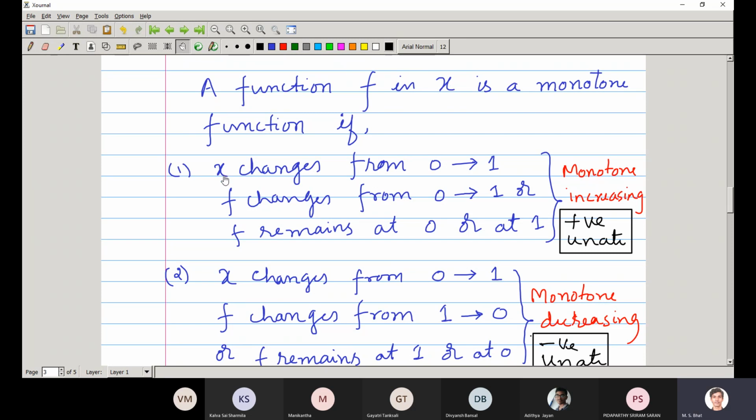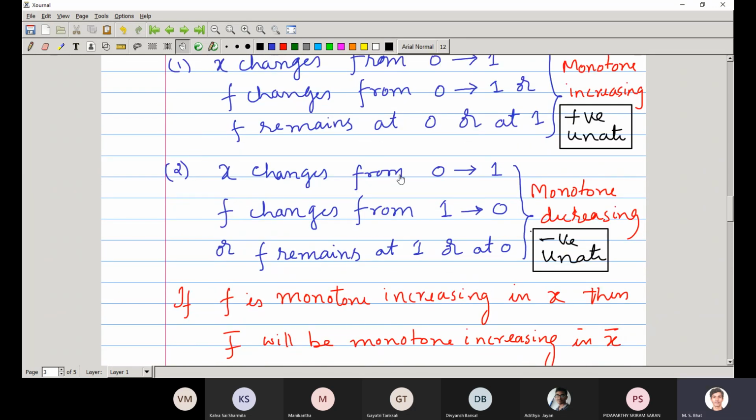What I'm trying to do, we have a function F in which X is a variable. Now, if X changes from 0 to 1, F also should change from 0 to 1. That is one possibility. Or F remains at 0 or at 1. So that is called a monotone increasing function. F is said to be monotonically increasing. Same is true for monotonically decreasing function.